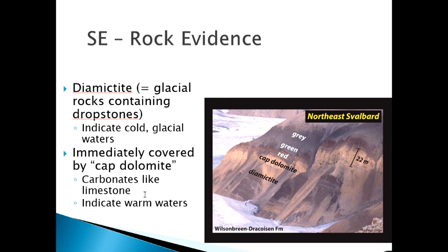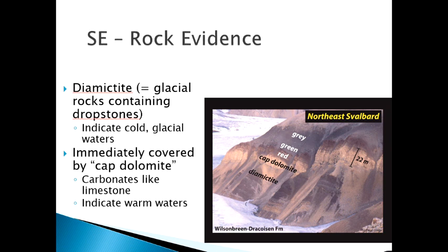Let's look at another place. This is Svalbard. It's a frigid wasteland today. This is far north, northern hemisphere. But again, in the past, it was in the tropics, and this has this rock diamictite, as labeled on the diagram, and that's a glacial rock, and it contains these things called drop stones, which I'll show you in just a minute. And then sitting right on top of it is cap dolomite, carbonates again, warm water. So again, we get this repeated: glacial rocks, warm water, glacial rocks, warm water.